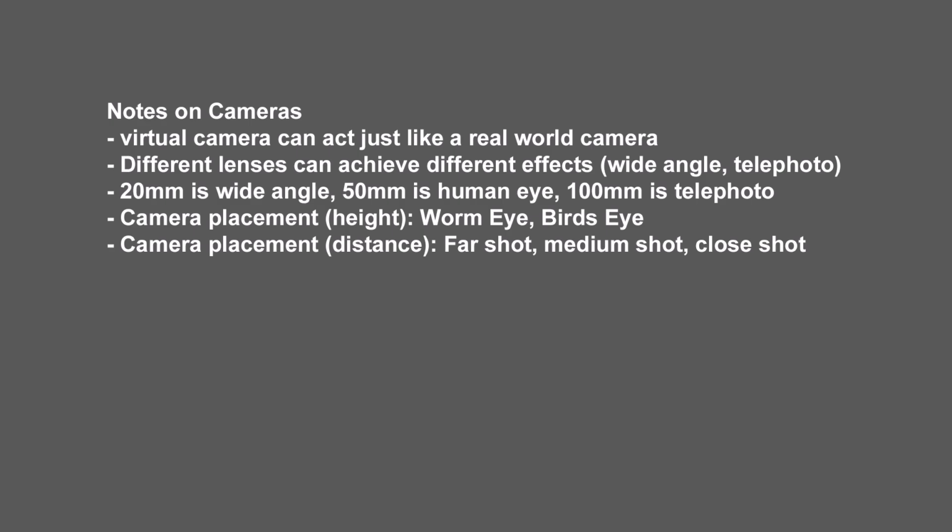As well as different lenses, you can also think about placement, like for example, the height. If your camera is really high up and you're looking down, that's a bird's eye view. If your camera is really low and looking up, that's called a worm's eye view. And then there's also camera placement in terms of the distance to your subject, so for example, a far shot, a medium shot, or a close shot. These are all things that are very easy to experiment with if you mock up something quickly in 3D, which is a little bit more time consuming if you want to do all these in 2D.